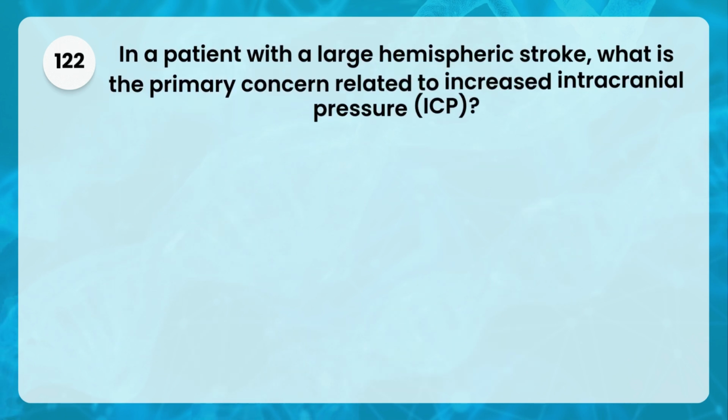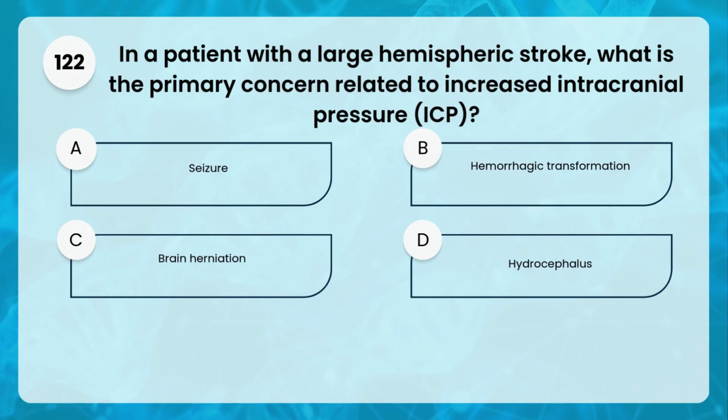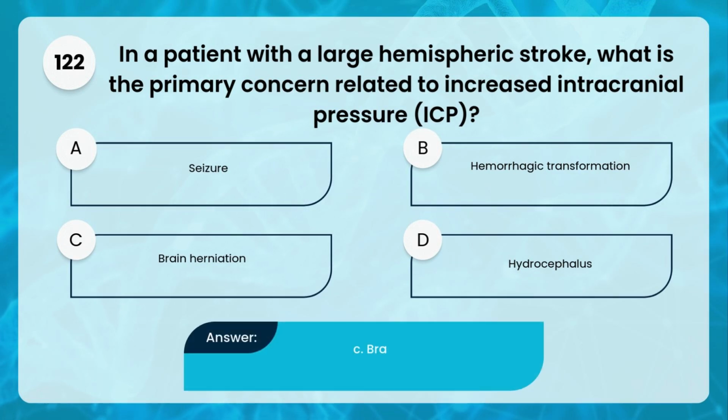122. In a patient with a large hemispheric stroke, what is the primary concern related to increased intracranial pressure, ICP? A. Seizure. B. Hemorrhagic transformation. C. Brain herniation. D. Hydrocephalus. The answer is C. Brain herniation.